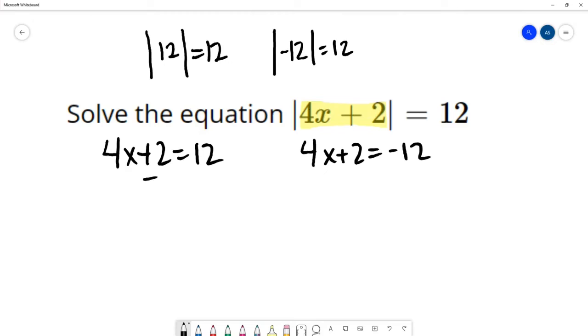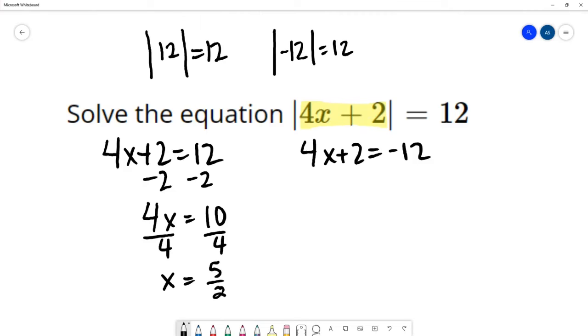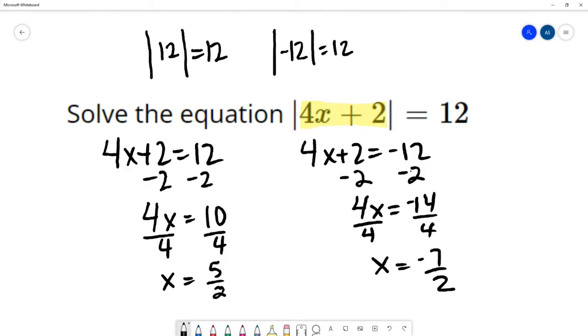So solve for x by subtracting 2 on both sides. That gives 4x equals 10. Divide by 4, and x equals 5 halves after we reduce that fraction. We'll solve for x in the other equation. Subtract 2 on both sides, that's 4x equals negative 14. Divide by 4, and x equals negative 7 over 2. So we have solutions to this equation of 5 halves and negative 7 over 2.